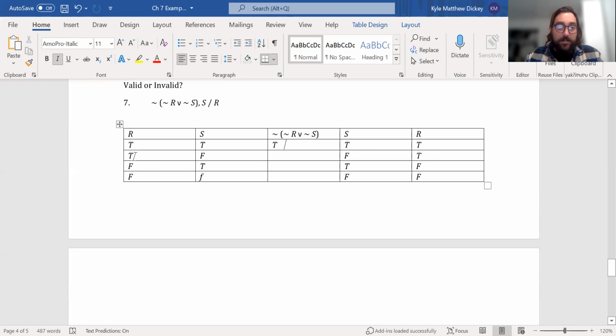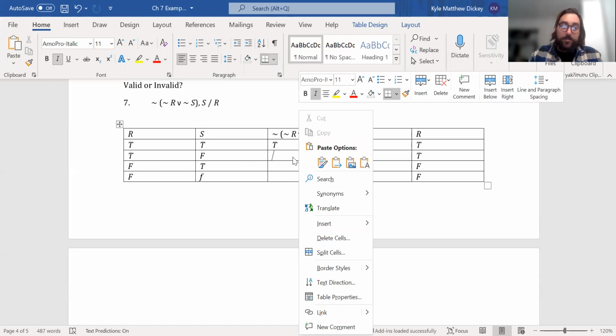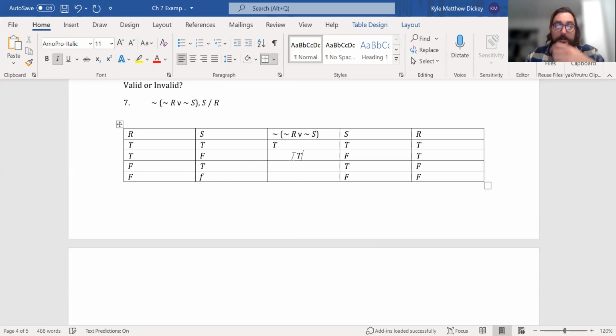Okay, what about the second one? So we've got not R or not S. Not S here is going to be true. So we now know that this disjunction is going to be true over here because one of the disjuncts is true. And then with the negation sign, we're going to have to flip that. So false. So the whole thing is false.